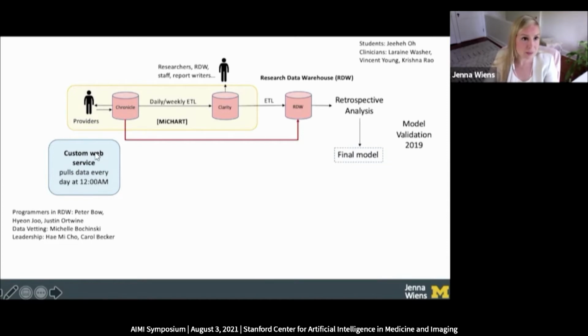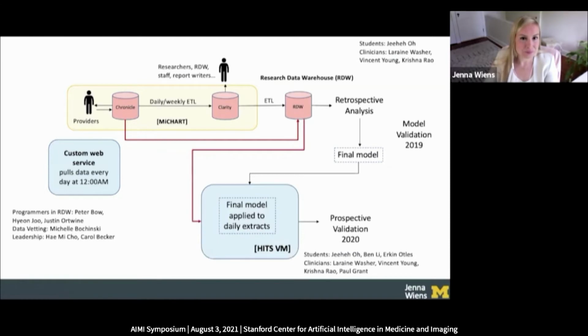So we have these custom web services that pull the data daily, allowing us to make predictions in near real time. We worked with a number of programmers from the research data warehouse for this task, in addition to a clinical informaticist who helped us validate the data and the precision health implementation team. This new infrastructure allowed us to make predictions daily for everyone in the hospital.